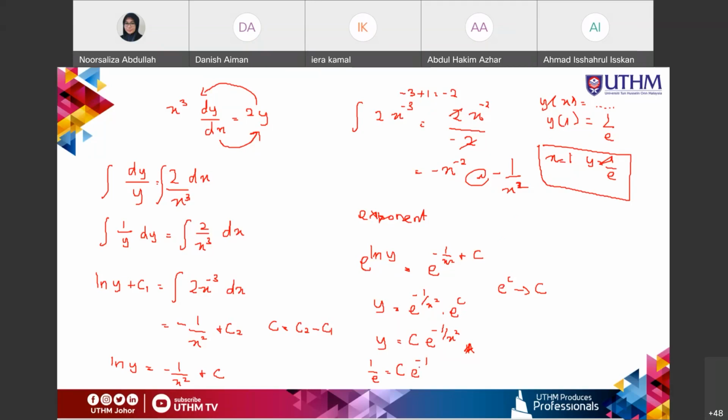So e minus 1, so minus 1 is equals to 1 over e equals to C over e. Betul tak? So C equals to e. You bring to here, e cancel. So C equals to 1. You gantikan masuk dalam persamaan ni. Then your final answer will be y equals to exponent minus 1 over x square.